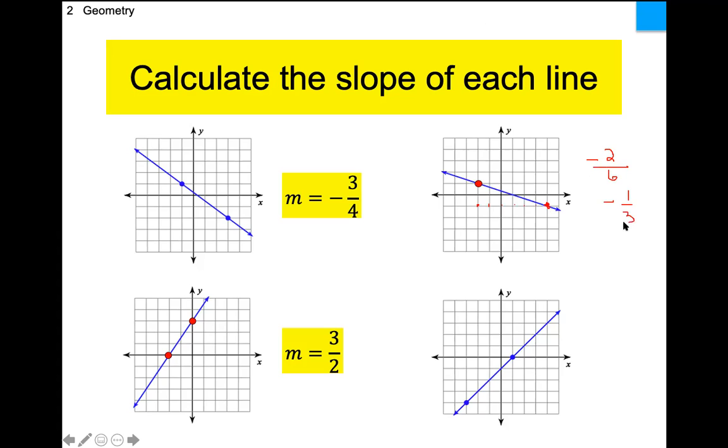Notice I had to reduce because I did not pick the closest lattice points. Watch what happens when you actually pick the closest lattice points. If I pick the closest lattice point, that would be that one right there. It's down 1, right 3. So it's negative 1/3, no reducing necessary. So it's not that you can't pick any lattice point. You can, but if you pick ones that are far away from each other and there's closer ones as options, then you wind up having to reduce the fraction.